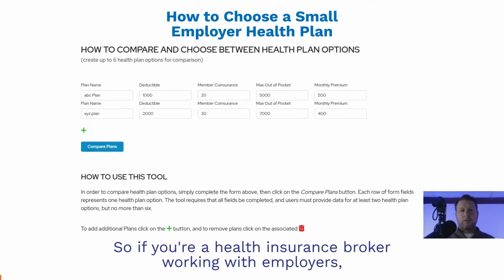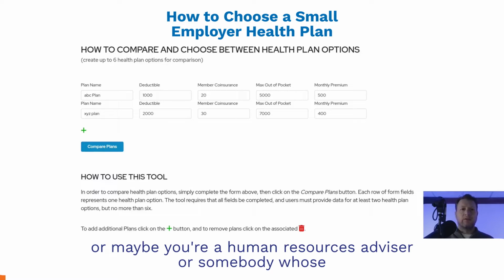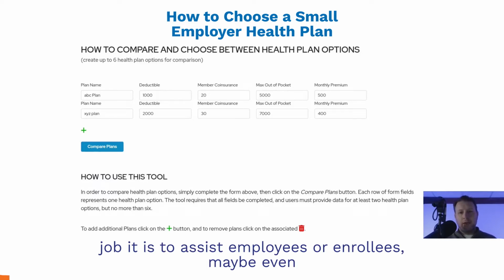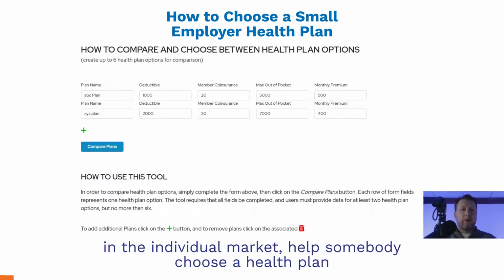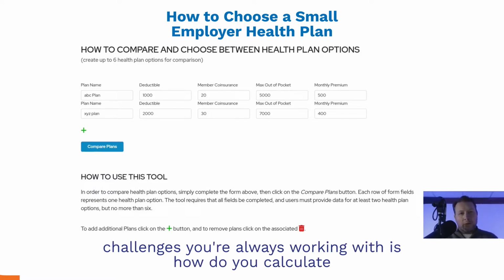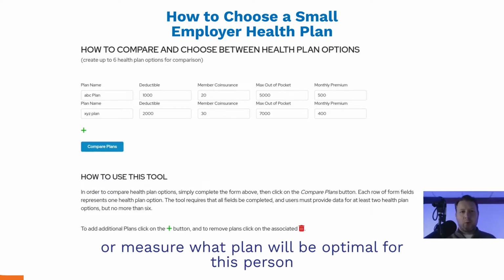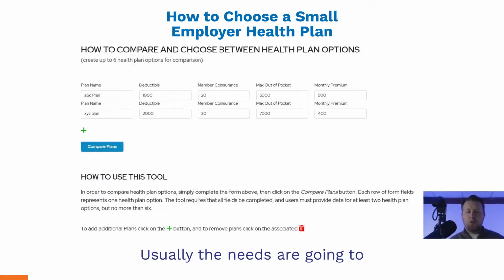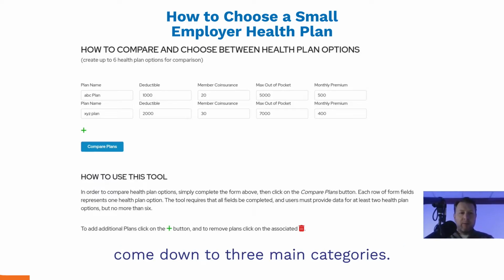So, if you're a health insurance broker working with employers, or maybe you're a human resources advisor, or somebody whose job it is to assist employees or enrollees, maybe even in the individual market, help somebody choose a health plan given some sort of set of options, one of the challenges you're always working with is how do you calculate or measure what plan will be optimal for this person based on their needs. Usually, the needs are going to come down to three main categories.